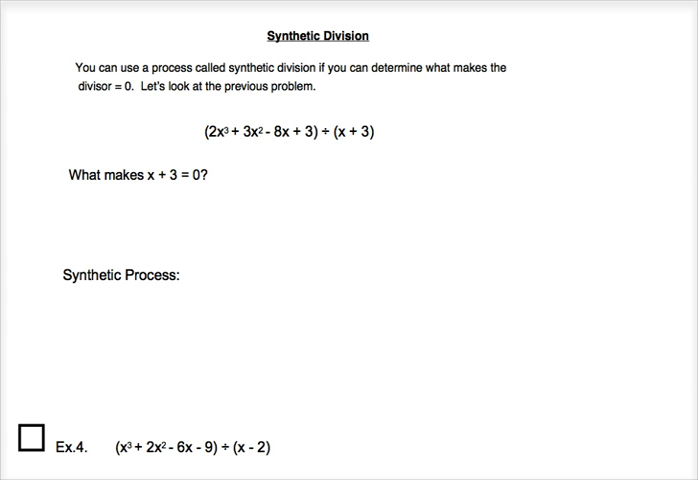This is the same problem I did at the end yesterday, long division wise, and I believe, let's see if memory serves me correct, we got 2x squared minus 3x plus 1. So hopefully I've got that right because I'm going off memory. I'm going to show you another way to get that answer.